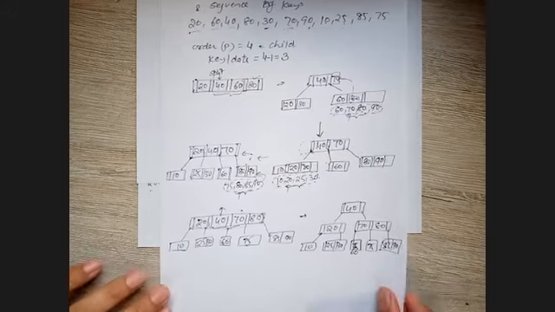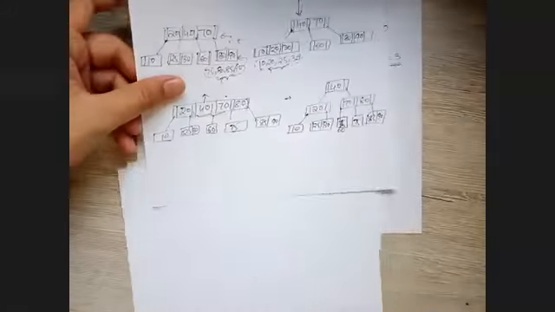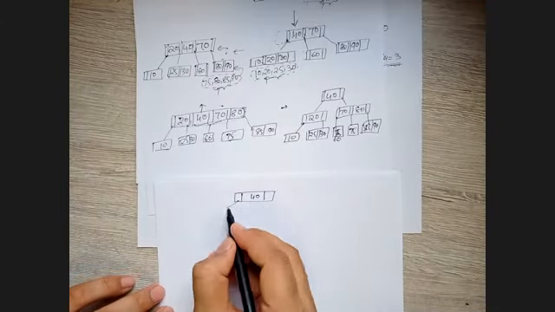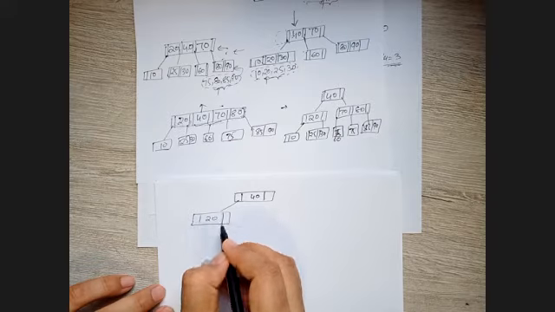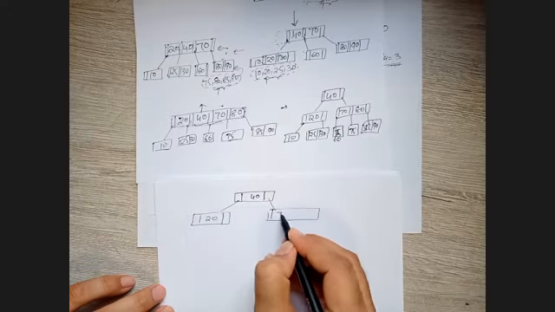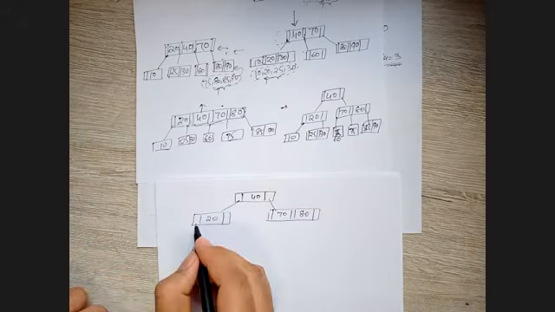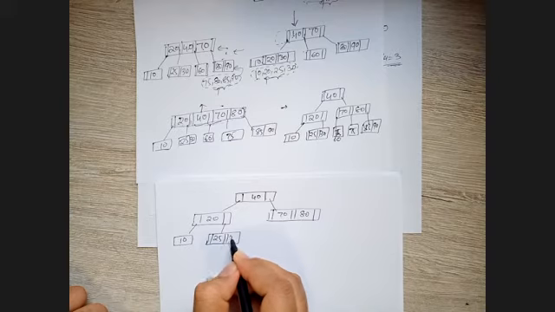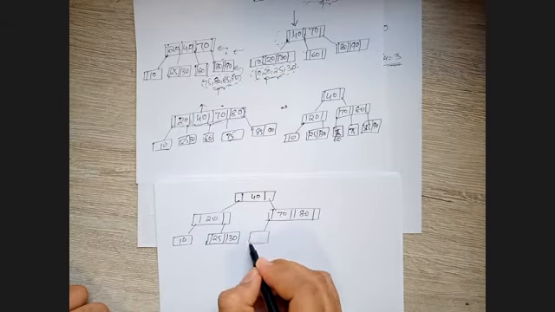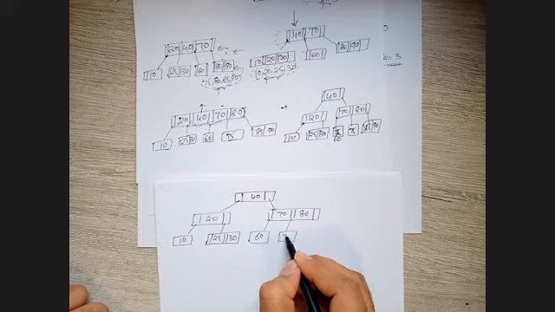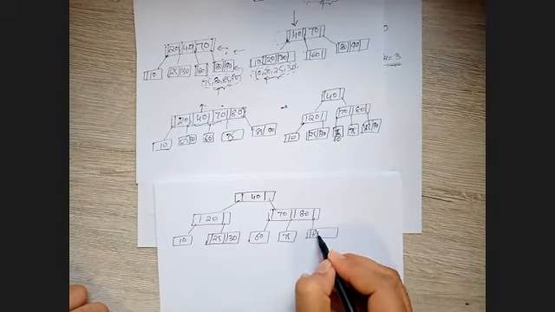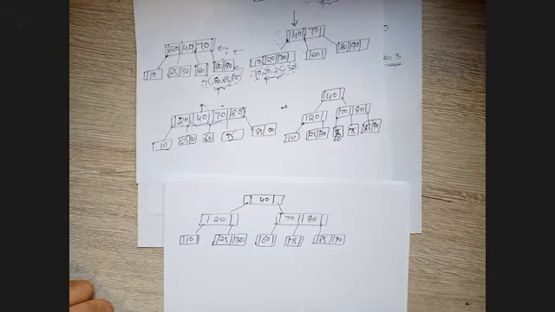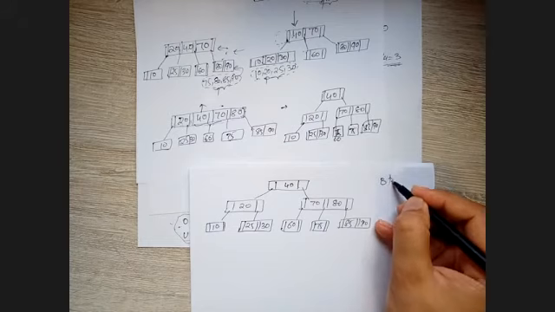Let me again draw this final tree so we understand a few points. 40 here, 20, 70, 80, the 10 value, 25, 30, 60, 75, and 85, 90. So this is our final B-tree.